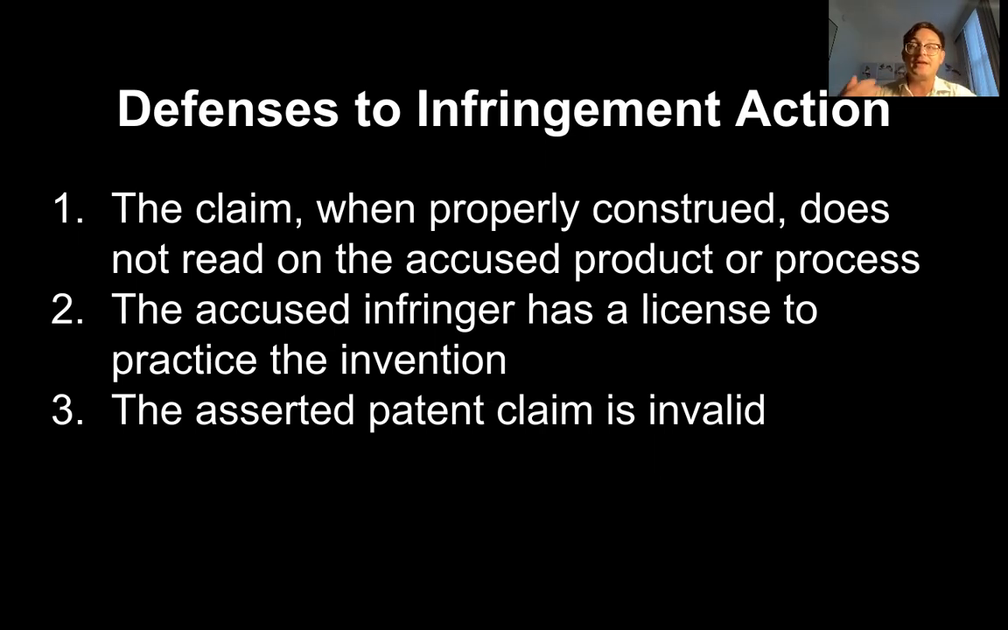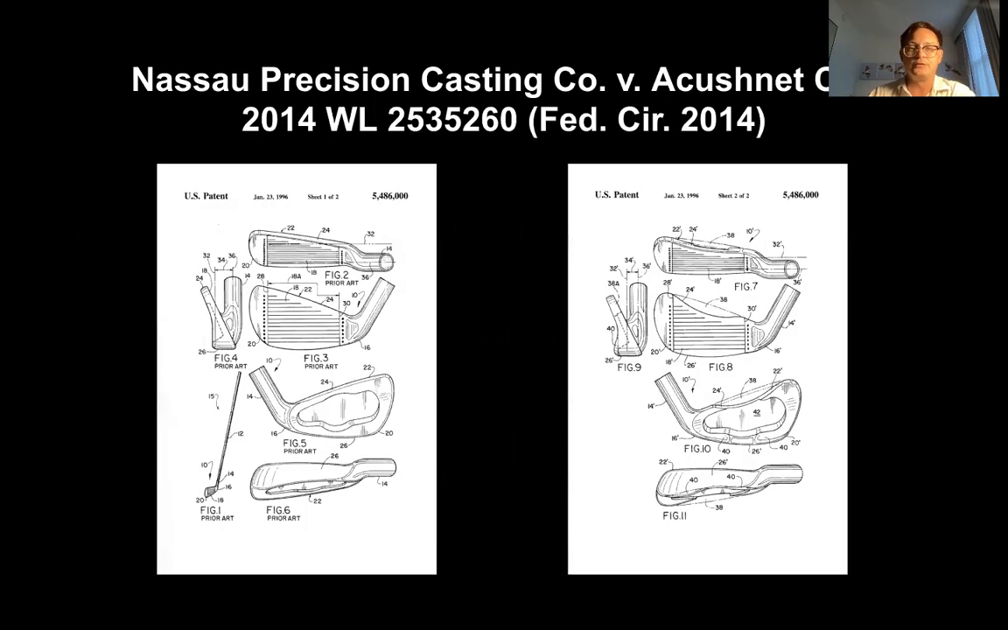And then finally, they can attack the validity of the patent itself. In other words, the patent office shouldn't have issued this patent in the first place. The patent is invalid and I can't be an infringer because an invalid patent doesn't provide any patent rights and therefore there's nothing left for me to infringe.